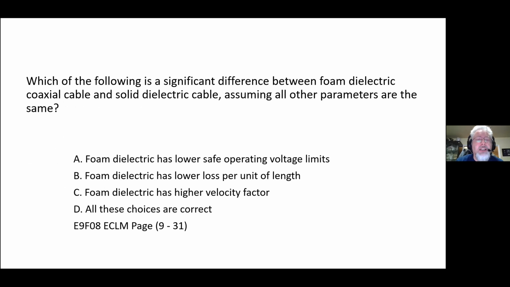Which of the following is a significant difference between foam dielectric coaxial cable and solid dielectric cable, assuming all other parameters are the same? A, foam dielectric has lower safe operating voltage limits. B, foam dielectric has lower loss per unit of length. C, foam dielectric has higher velocity factor. Or D, all these choices are correct. Delta. Delta, all these choices are correct.